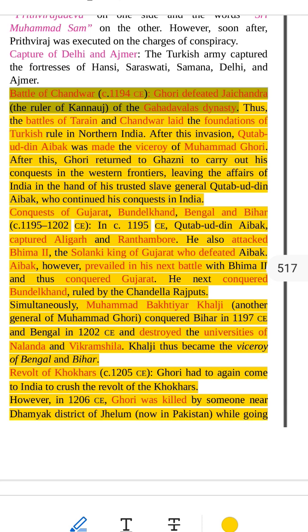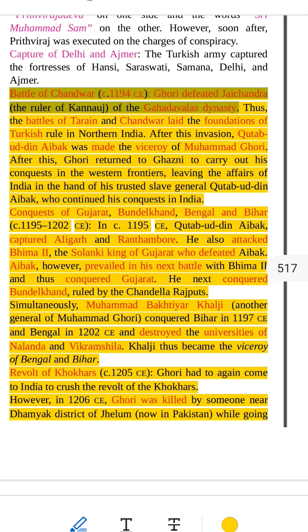Simultaneously, Muhammad Bakhtiar Khalji, another general of Muhammad Ghori, conquered Bihar in 1197 CE and Bengal in 1202 CE. Simultaneously, at the same time, Muhammad Bakhtiar Khalji, another general of Ghori, not Aibak, a different army leader also under Ghori, took over Bihar in 1197 CE and then took over Bengal by 1202. Khalji was spreading Turkish rule in eastern India, while Aibak focused on the north and west.